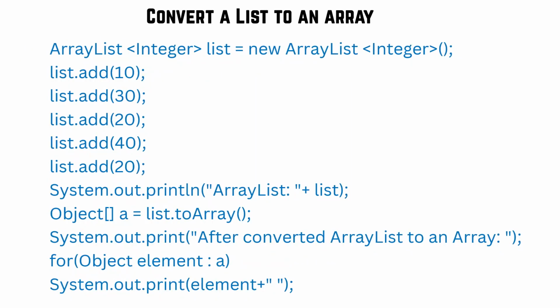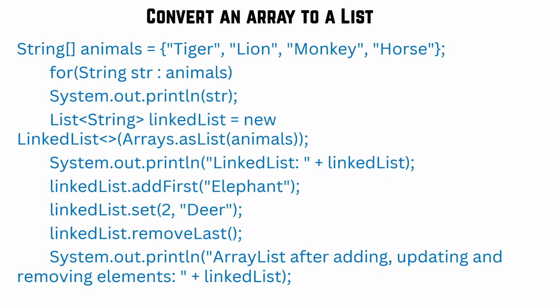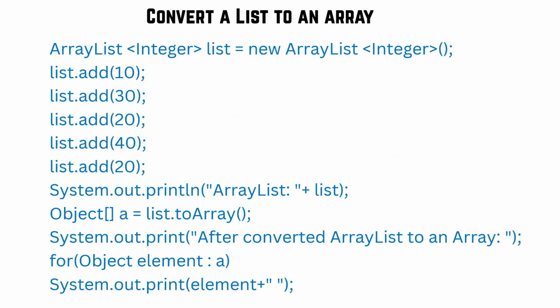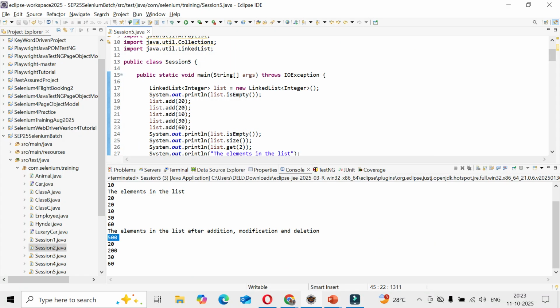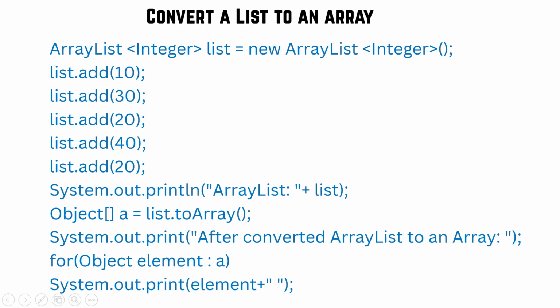Okay. Then, I have already given the code for how we can convert a list to an array or an array to a list. So we already added to the list, say an ArrayList or LinkedList. How can we convert it to an array? So let's try to convert it. Let's uncomment here. So this is the LinkedList or ArrayList. Anything is already added, right?